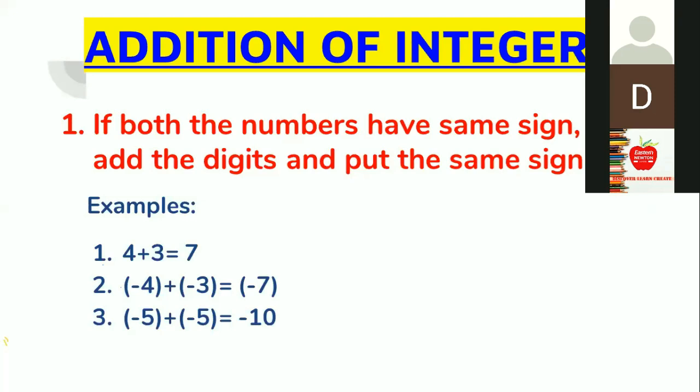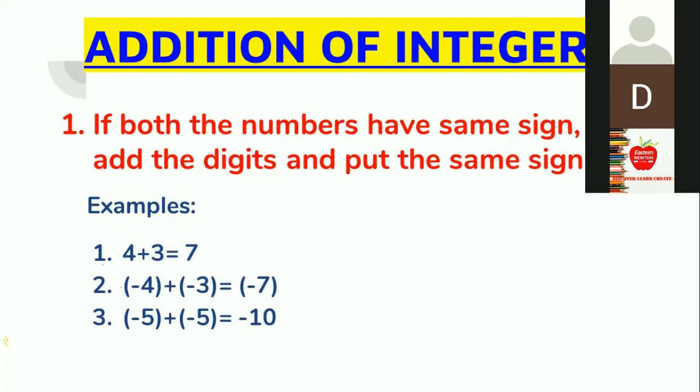Okay. First of all, look at the first rule. If both the numbers have the same sign, meaning both are positive or both are negative, what to do? First, you have to add the digits and put the same sign.